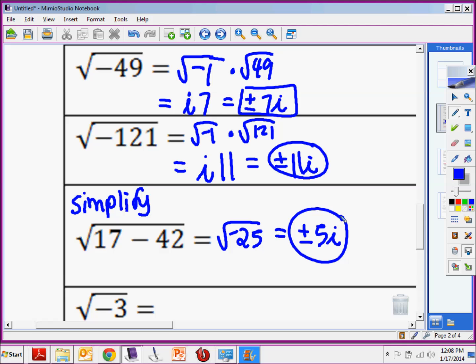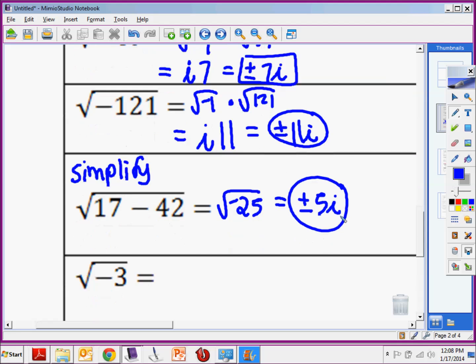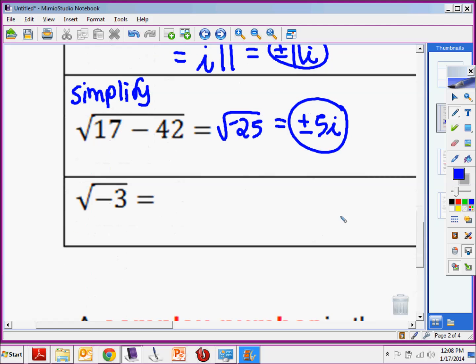Like all these first three? But we went through the process so that you could see how to do it and what the ending result would be. All right, what about square root of negative 3? Is 3 a perfect square? No. So the only thing I can take out is the negative, which is written like what? So all I can take out is the i, and I leave the 3. So it becomes plus or minus i square root of 3.